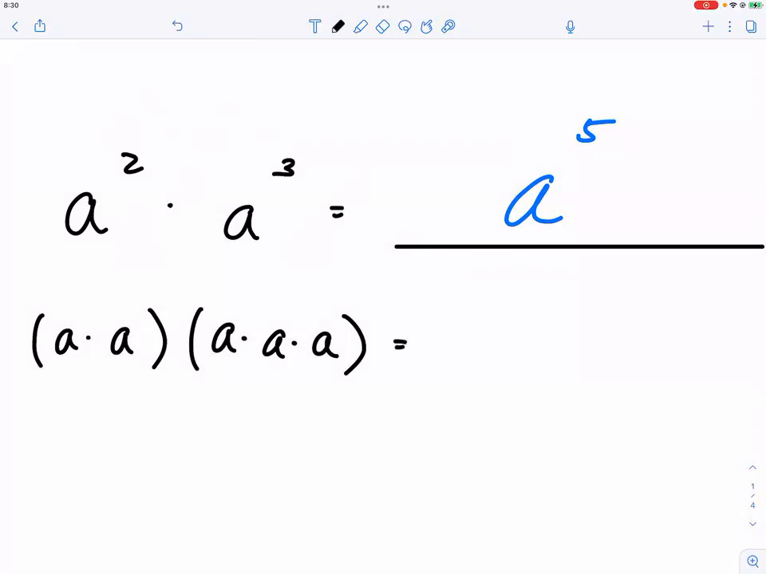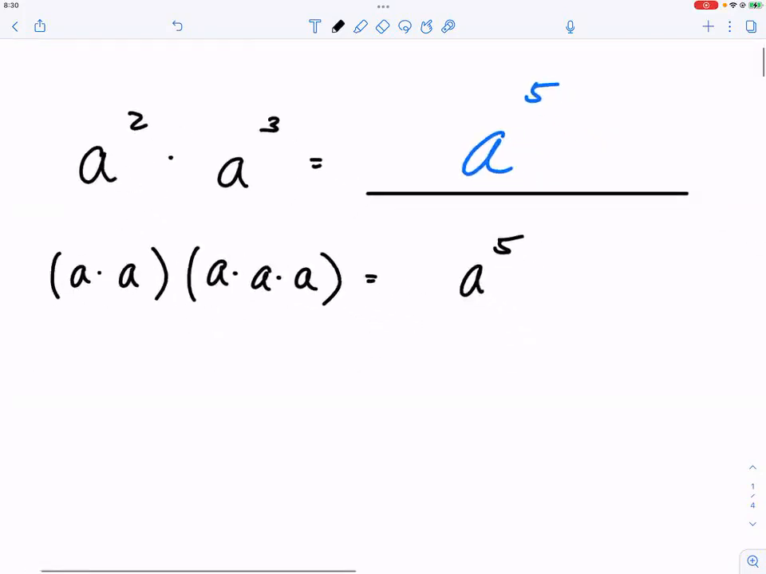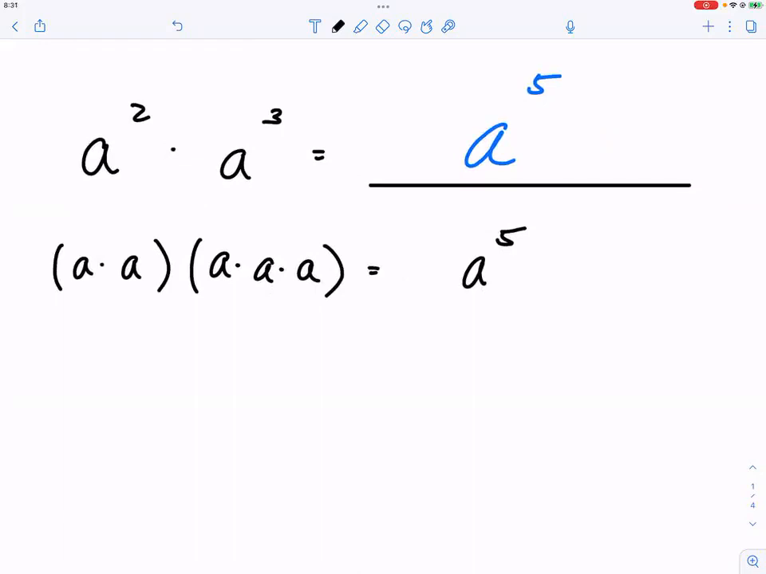So if you can break it down and say, oh yeah, this is a squared, it's a times a. So you have a cubed, which is a times a times a. Well, all together you have a multiplying by itself 5 times. And of course, that is a to the fifth power. So consider that there was no rule, and now you discovered something. It is now your turn to develop this rule.